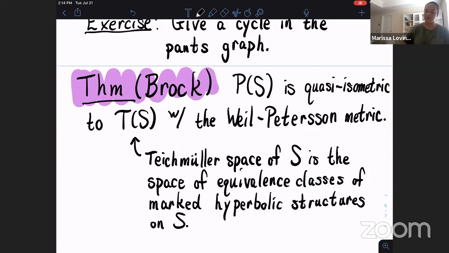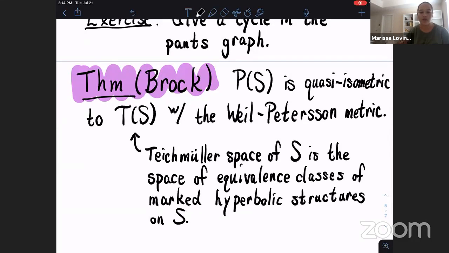So it's pretty cool that this very combinatorial object is somehow capturing really great geometric information about a space that's so naturally associated to the intrinsic geometry of our surface.